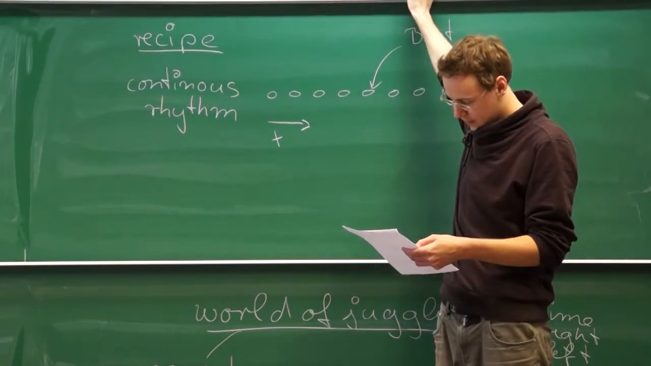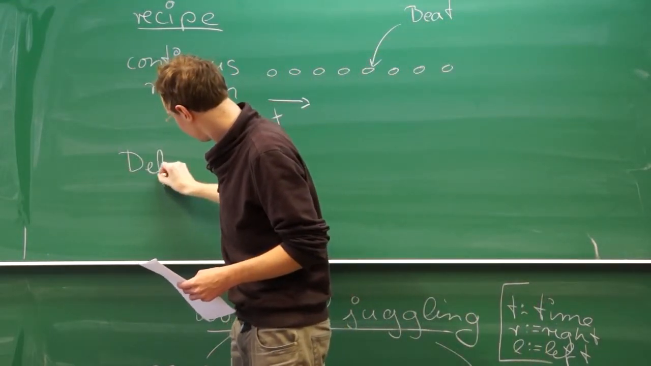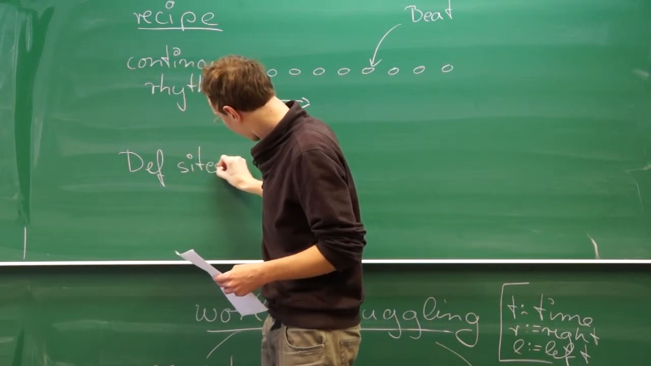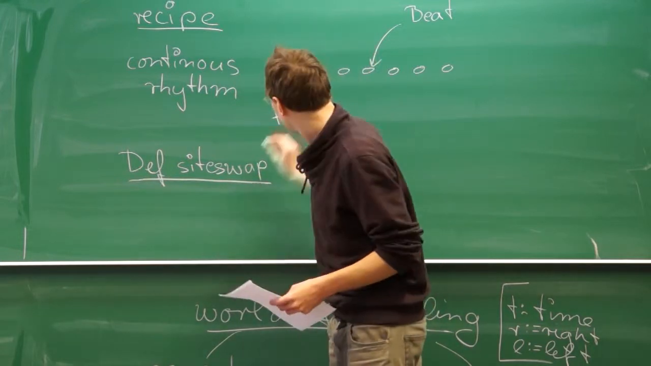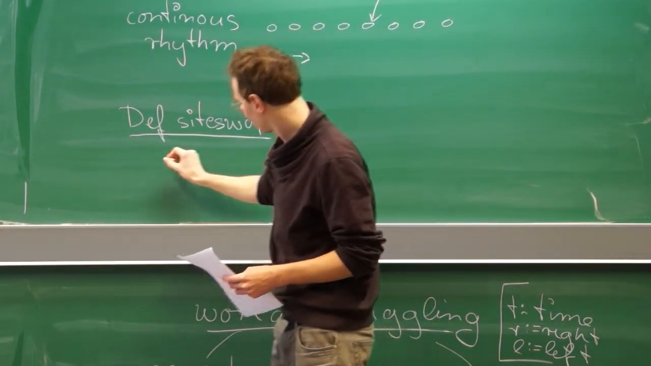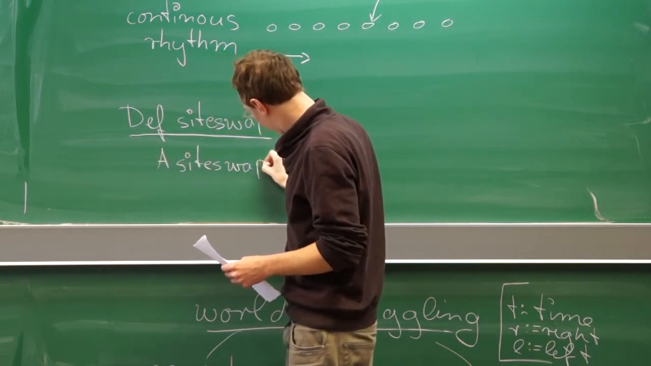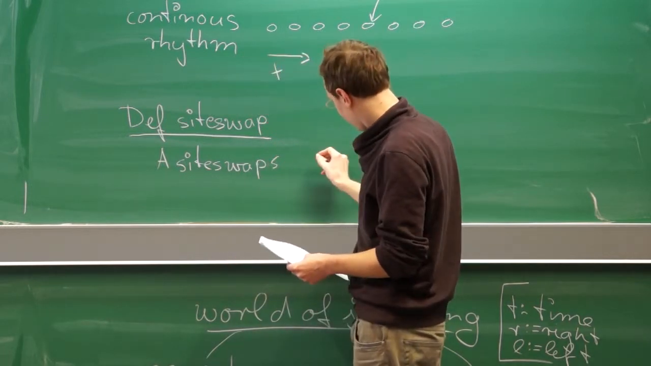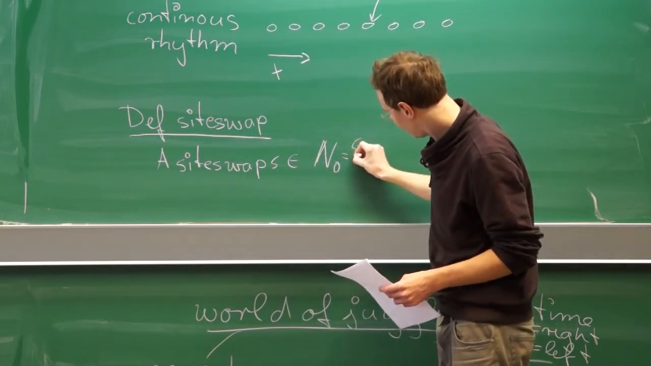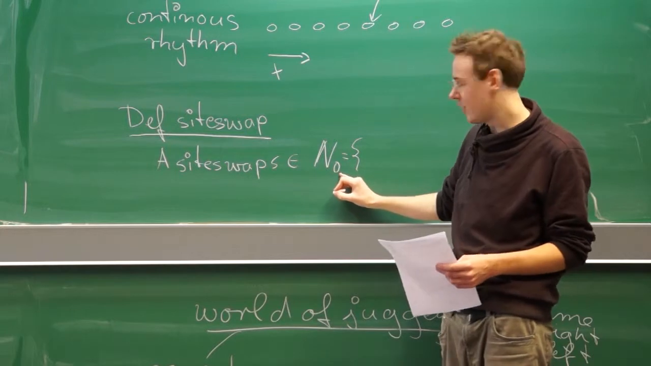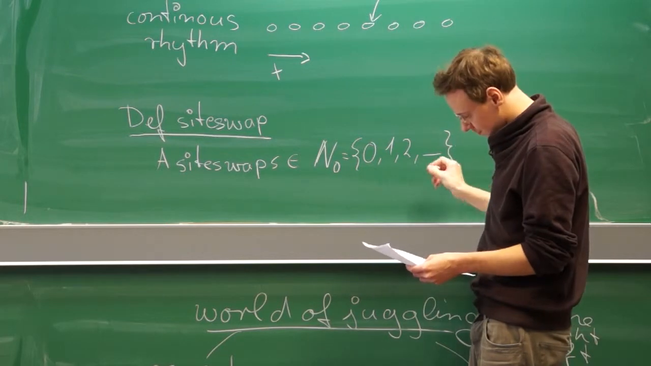And the idea for the Siteswap notation, we define Siteswaps like the following. Siteswap S is an element out of N0, which is a set of natural numbers, including the 0. So 1, 2, 3, and so on and so on.